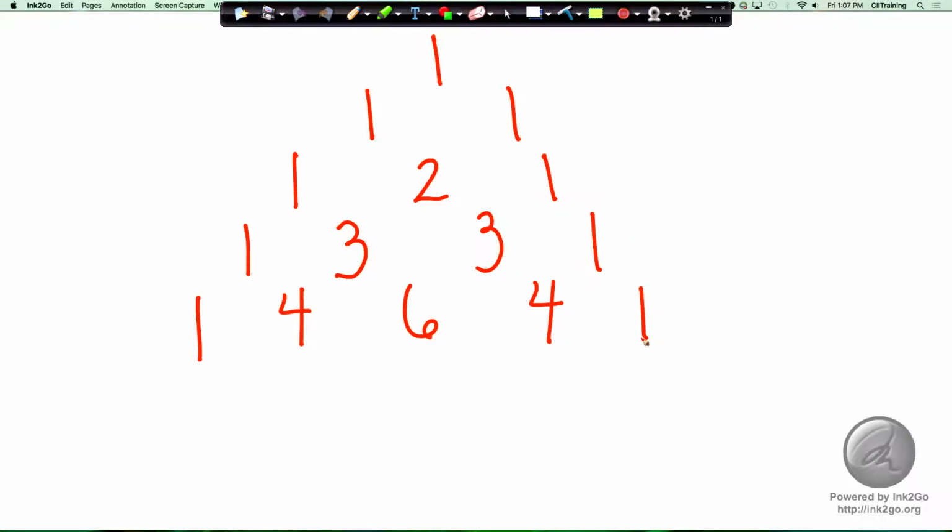Finally, I'll begin with a 1 here for the next row. 1 plus 4 is 5. 4 plus 6 is 10. 6 plus 4 is 10. 4 plus 1 is 5. And we'll end that row with a 1.